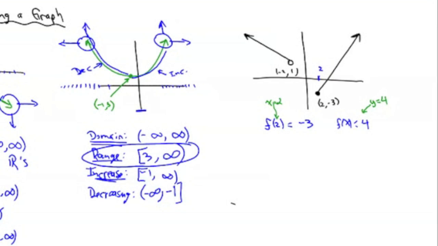So on the graph, what you do is you draw the line y equals 4. What does the graph of y equals 4 look like? Is it vertical? Horizontal? Horizontal, right? So if this is 2, this would be about 4. So let's say 4 is here. You draw the horizontal line y equals 4. How many times does it hit the graph? Twice. One's over here, and one's over here.